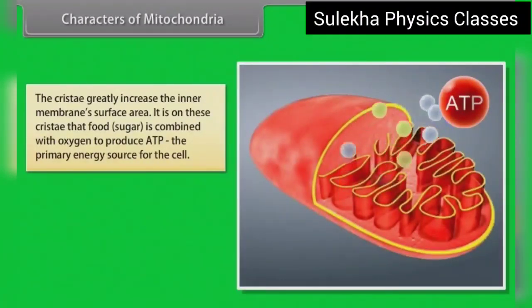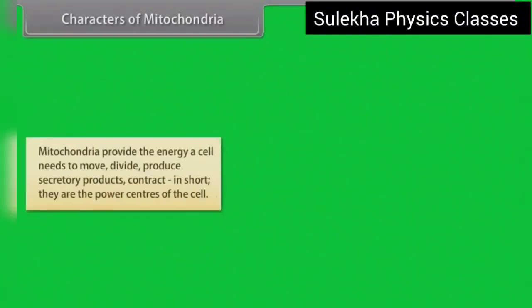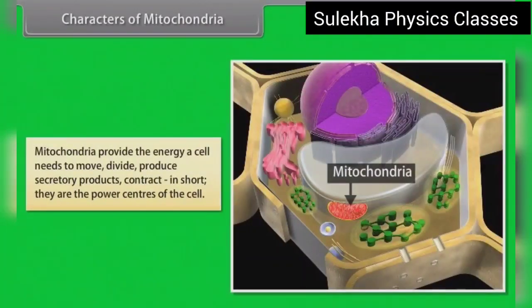It is on these cristae that food, sugar, is combined with oxygen to produce ATP, the primary energy source for the cell. Mitochondria have their own DNA and ribosomes. Mitochondria provide the energy a cell needs to move, divide, produce secretory products, and contract. In short, they are the power centers of the cell.